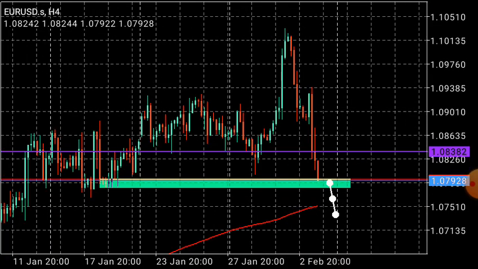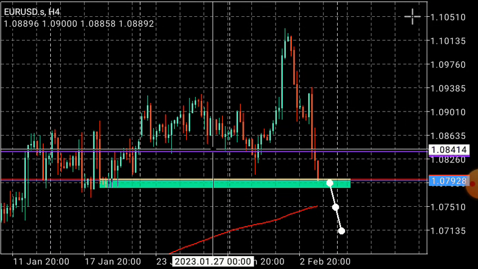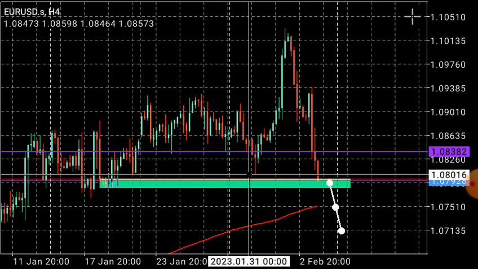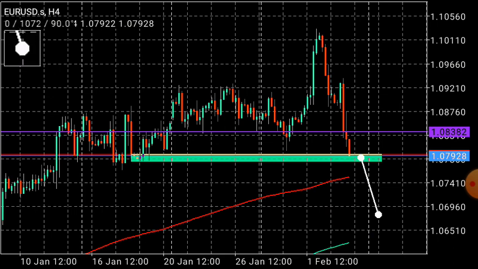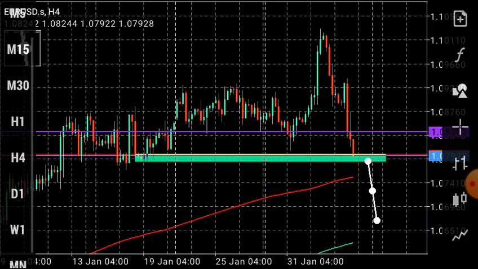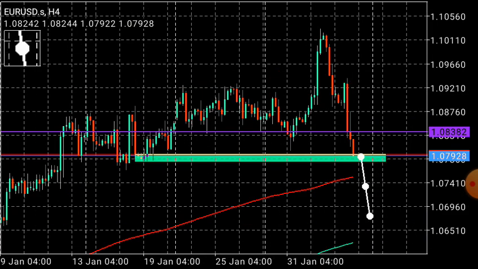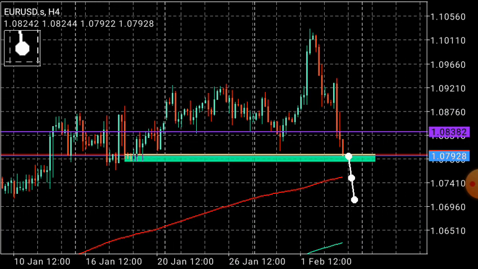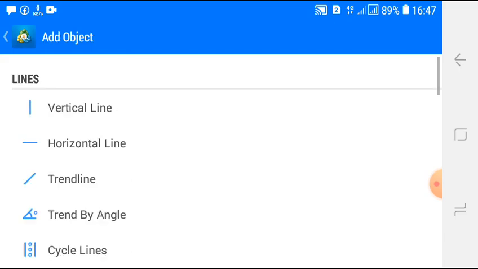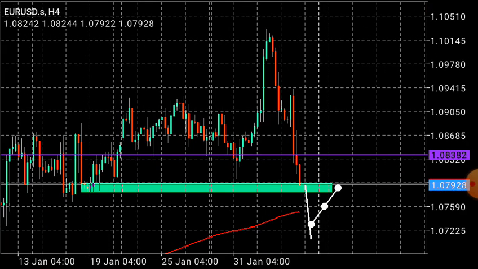Already the market has broken out of this zone and has broken this previous low. So price will be targeting the next lows. I can anticipate an impulse from this zone, an impulse from that zone, and a pullback.